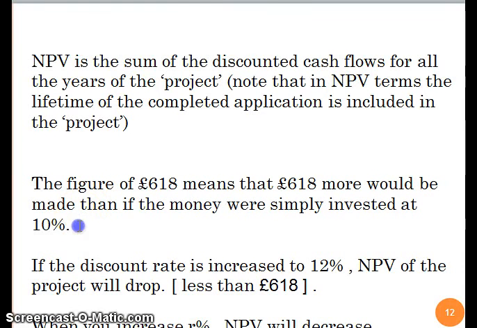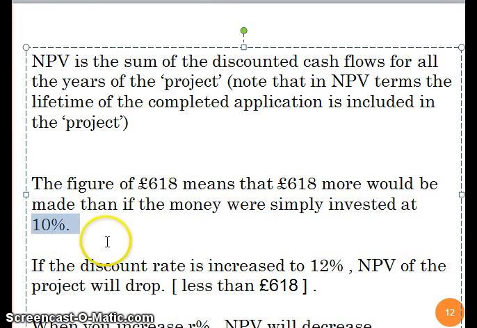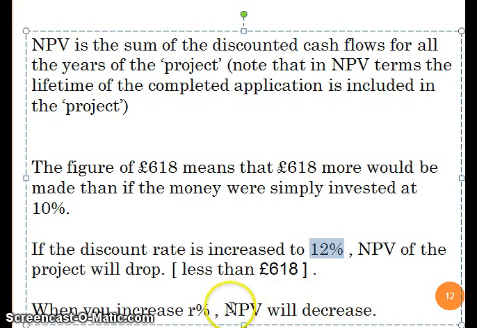So for example, you had a 10 percentage rate. If I increase the discount rate to 12 percentage, definitely the present value will decrease, so the net present value will drop. You will not get the value 618, you will get a value lesser than 618 when I increase the discount rate. So what you have to know is, when you increase the discount rate, NPV will decrease.